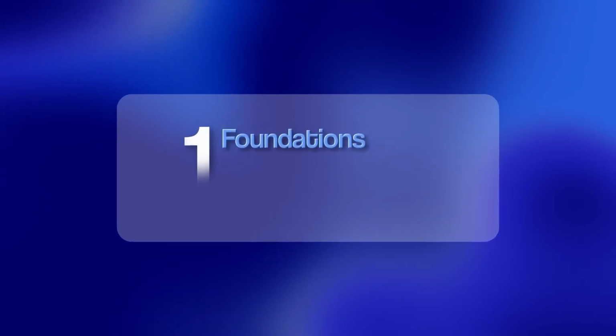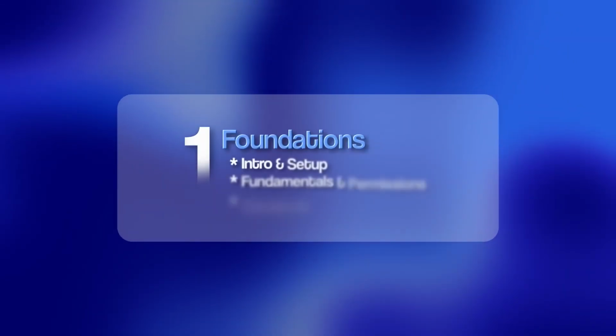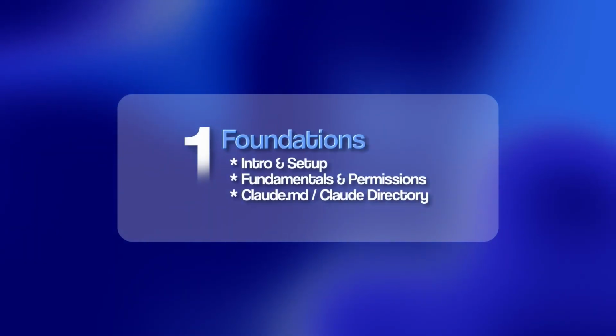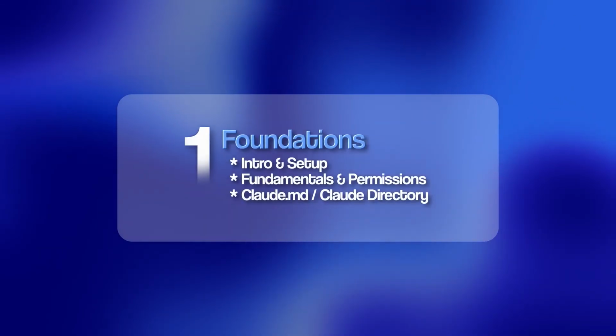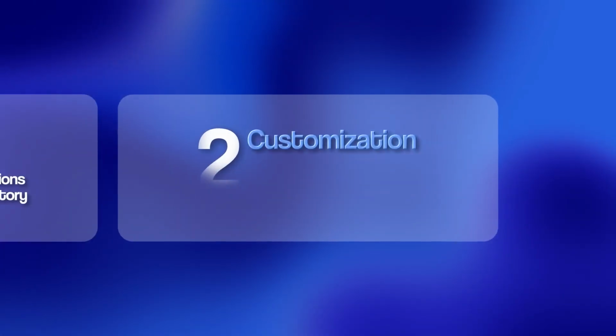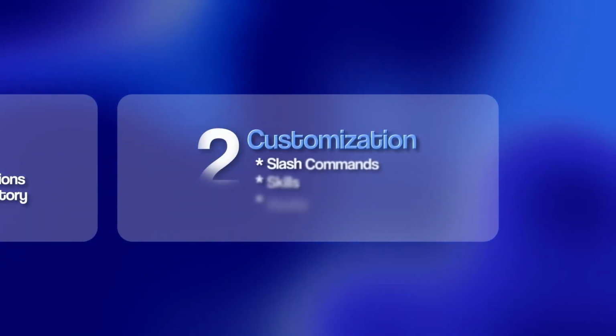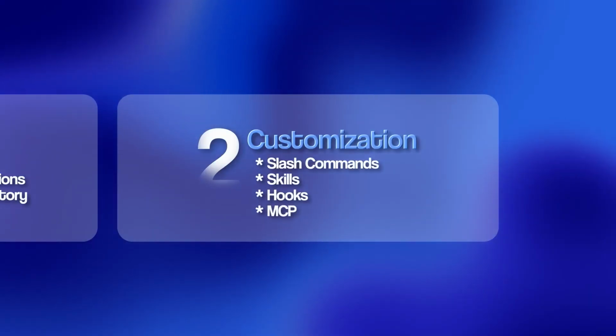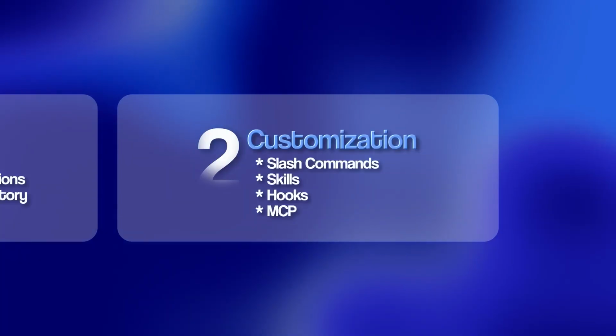Module 1 is foundations. This is where we install Claude Code, go through how it actually works, permissions, setting up your Claude.md, your Claude directory, so Claude Code understands your projects before you even type a word. Module 2 is customization. This is where we build custom skills, /commands, hooks that automate actions for you, and MCP, which connects Claude Code to every external tool in your stack.